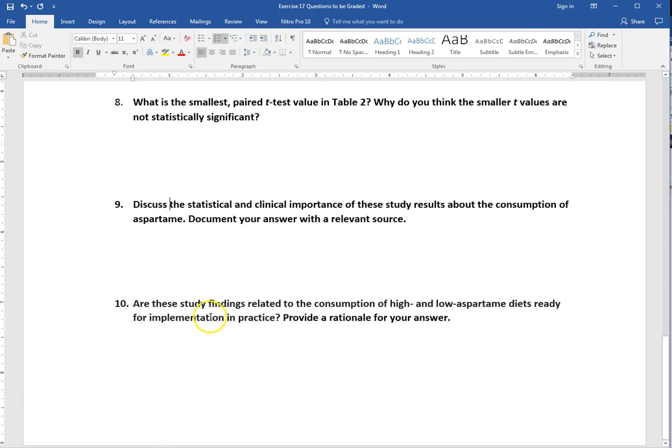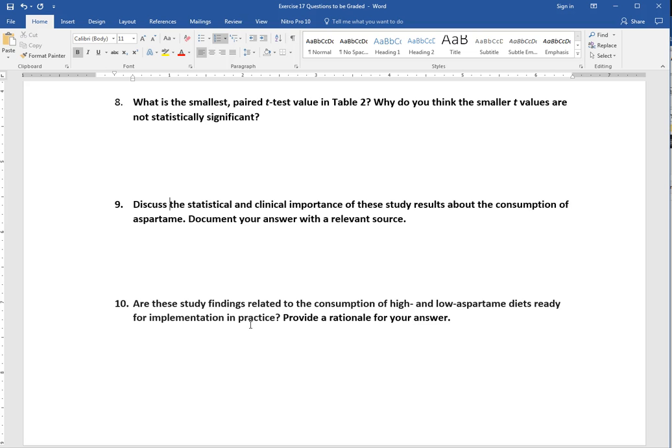Number 10, are these study findings related to the consumption of high and low aspartame diets ready for implementation in practice? So what it wants you to look at here is, can we take this information and apply this to a larger population? Are there issues here that prevent this from being extrapolated to a wider audience? So I'm going to look at things like the sample size that they had, the demographic information that they had. Is this a representative sample of the overall population? Is it a large enough sample? Do we need maybe more information? We need a larger study to be done. So how are we going to take these study findings and use them in practice? And then maybe what else do we need to do before we start making widespread recommendations based on these results?